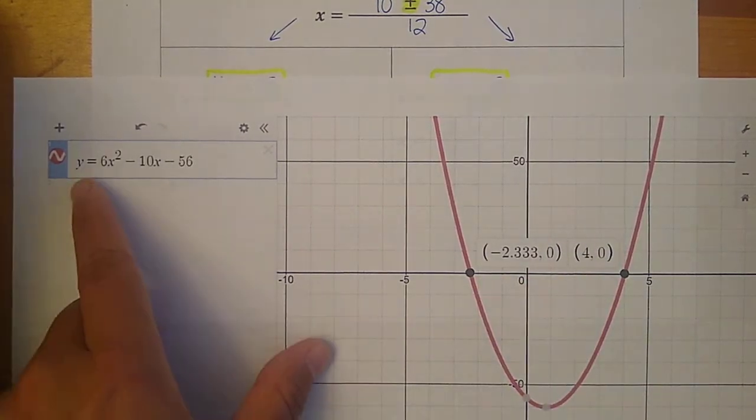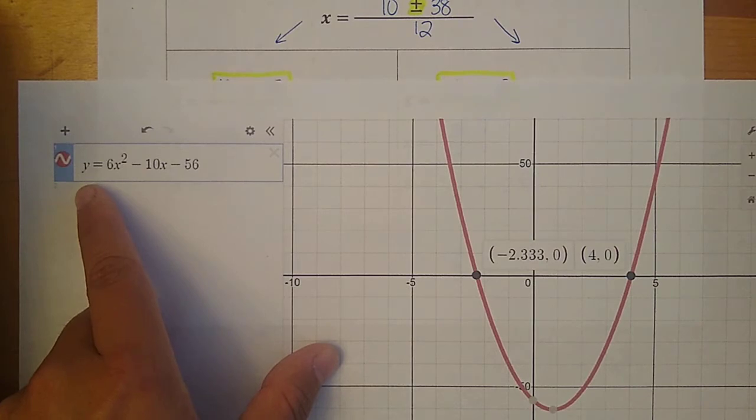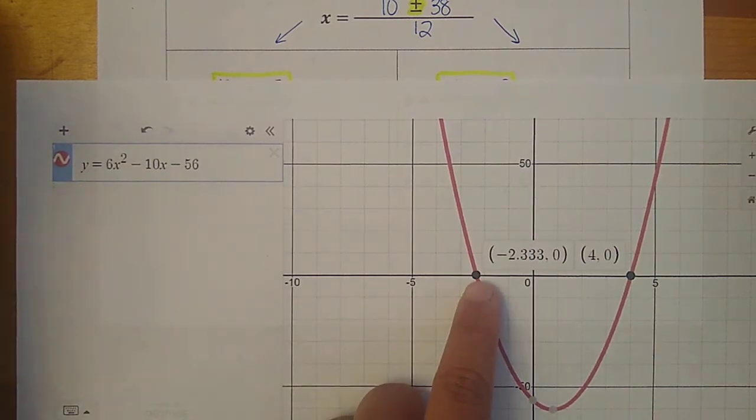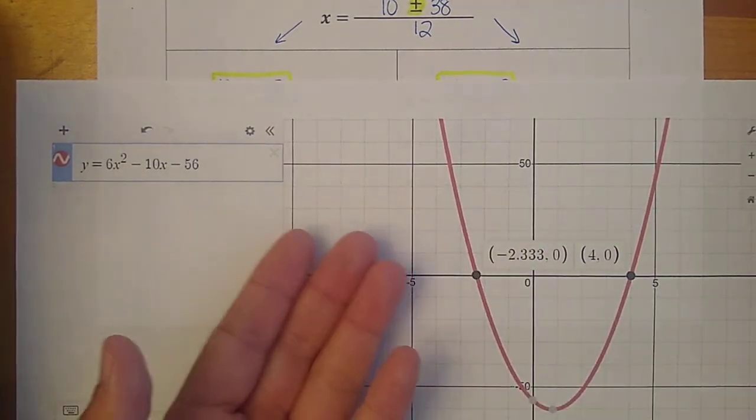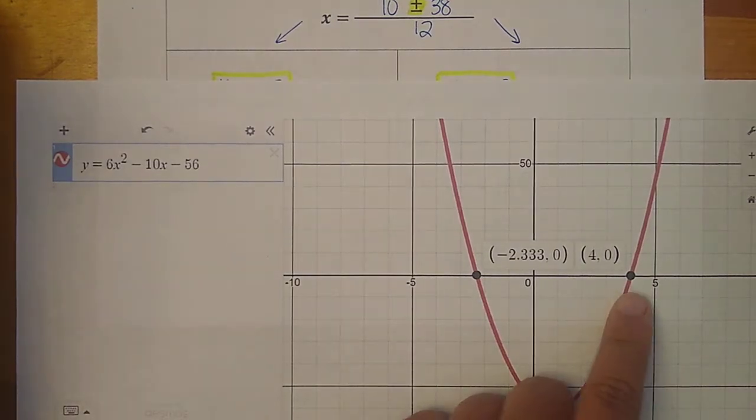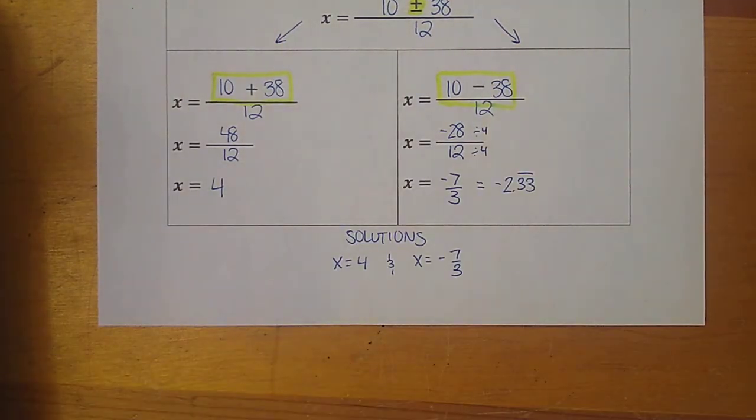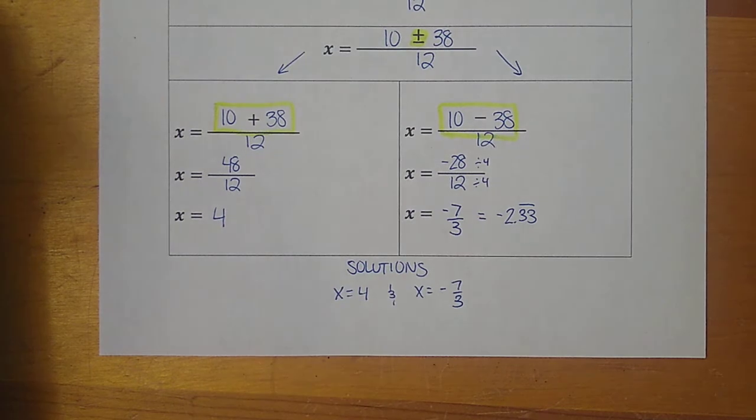So what that's telling me is when I substitute 0 in for y, x is going to be negative 2.33 continuing, aka negative 7/3, and x is going to be 4. So going back to this gives you essentially where your quadratic equation would intersect with the x-axis, your x-intercept. So a lot of stuff to put together.